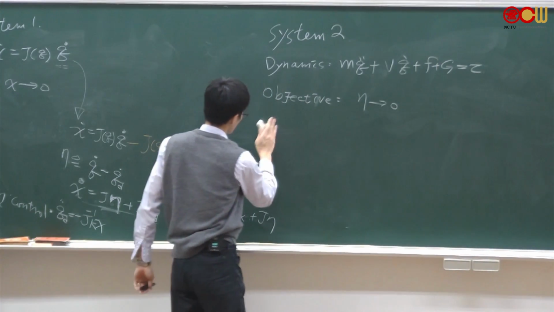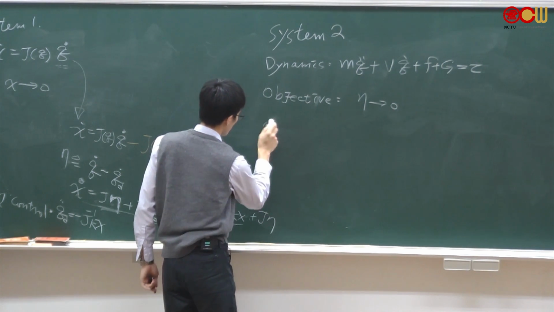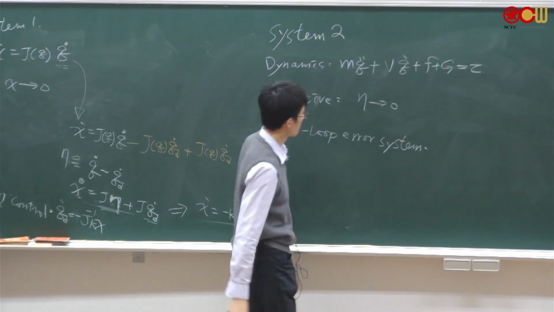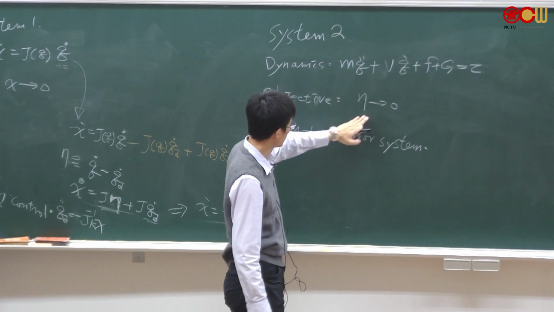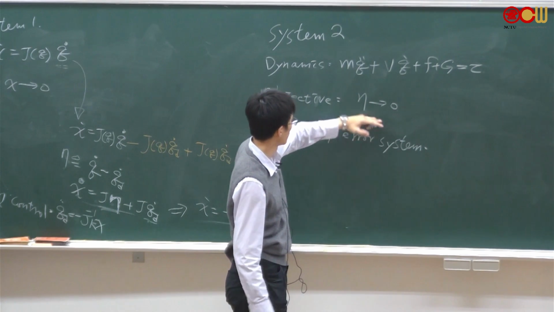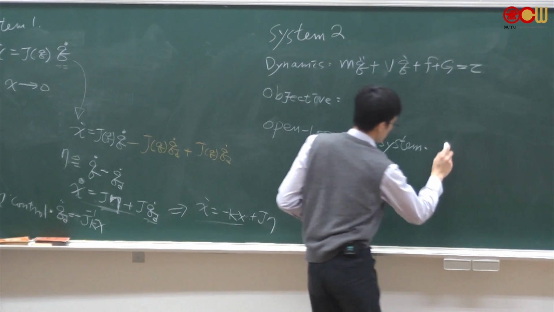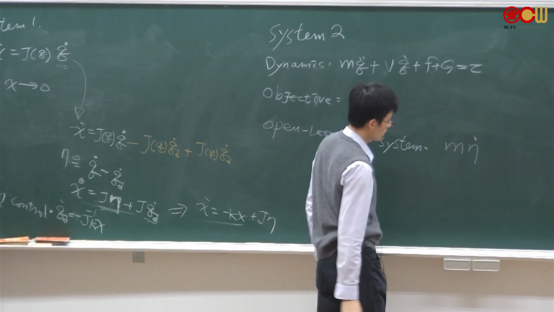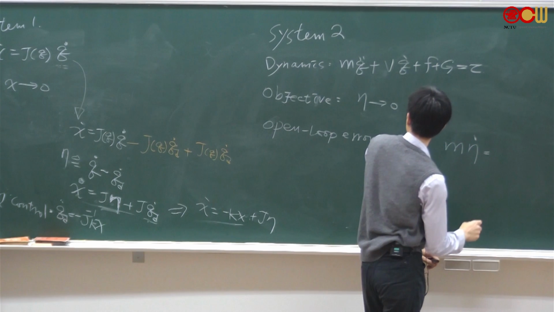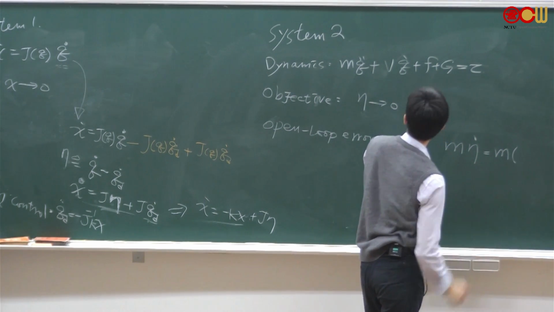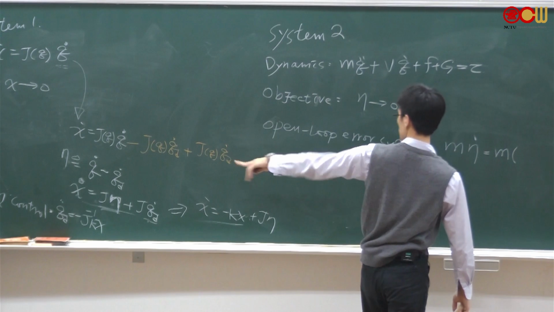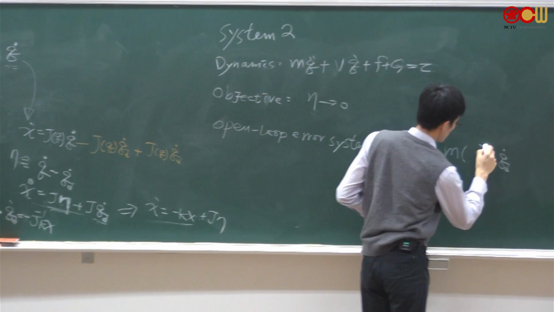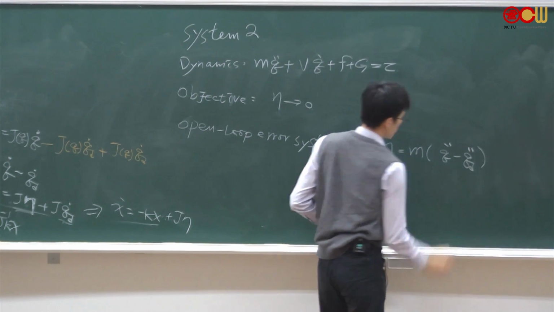And then, given this objective, you can now find the open loop error system. Because this is a tracking error, your open loop error system has to be defined based on this. So M eta dot, and eta dot will be M what? Eta is the mismatch between Q dot and QD dot, so M times the double dot, right?